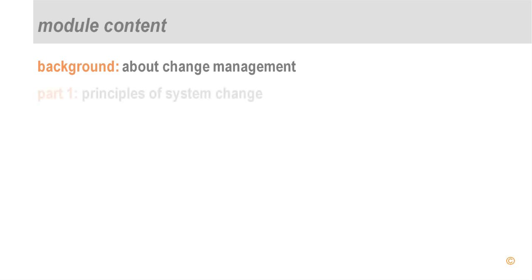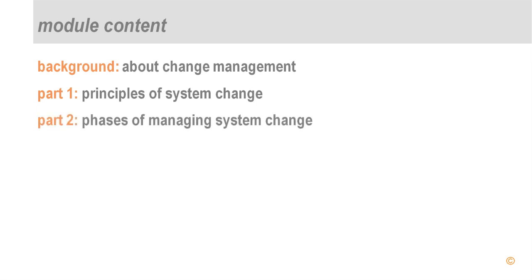The content of the module is the following. In the background section, we talk generally about change management, what the purpose of it is, what types of change there are, and what the success of change interventions typically is. Part 1 deals with principles of system change, namely how systems change, how change flows through a system and between systems, and also how systems grow and develop. We also discuss the difference in concept between development and growth.